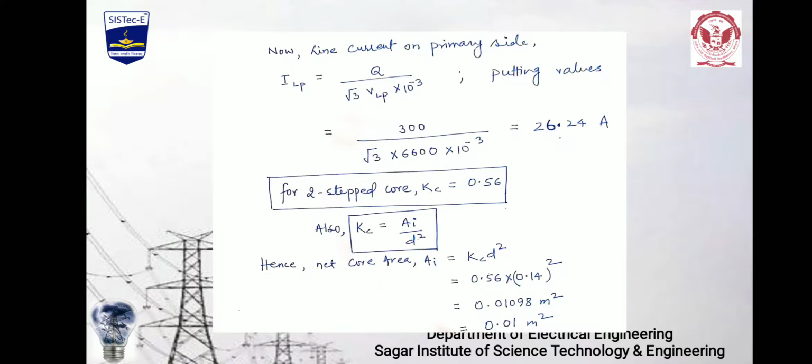Also, Kc is equal to Ai upon d square. Hence, net core area Ai is equal to Kc into d square. Put the values, 0.56 into under bracket 0.14 whole square, which is coming to be 0.01098 meter square. We can approximate this value by 0.011 meter square.